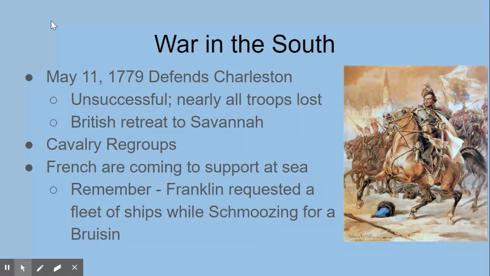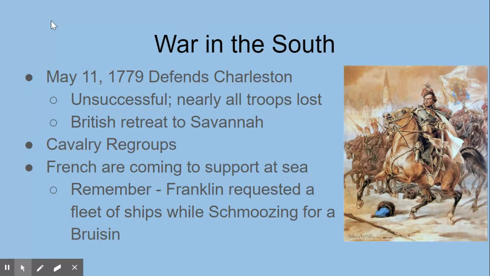However, for a debated reason, the British retreat back to Savannah, which is on the coast in Georgia. The British have control of Savannah, and they retreat back. Like I said, that is debated as to why they left. They knew that more Continental troops were coming in, or they simply were dropping back because they were concerned about the cannons in Charleston. It's unclear. It does give the chance for the cavalry to regroup, though. And the French are coming to support them at sea.